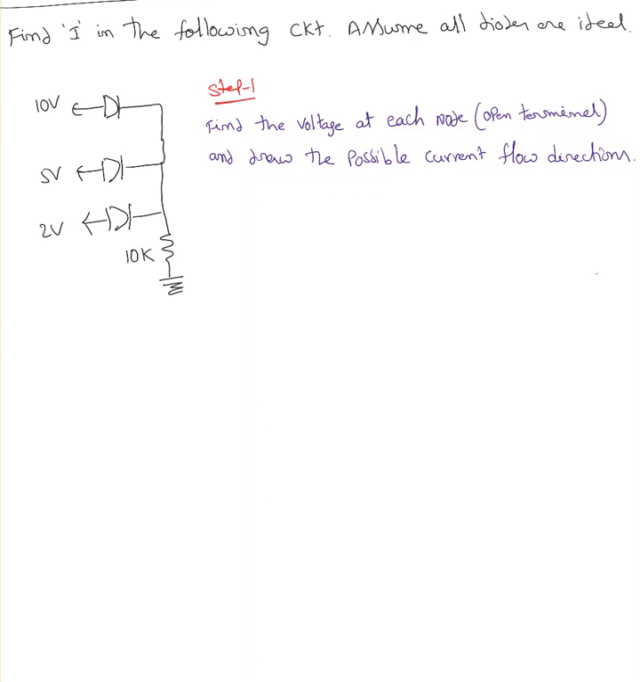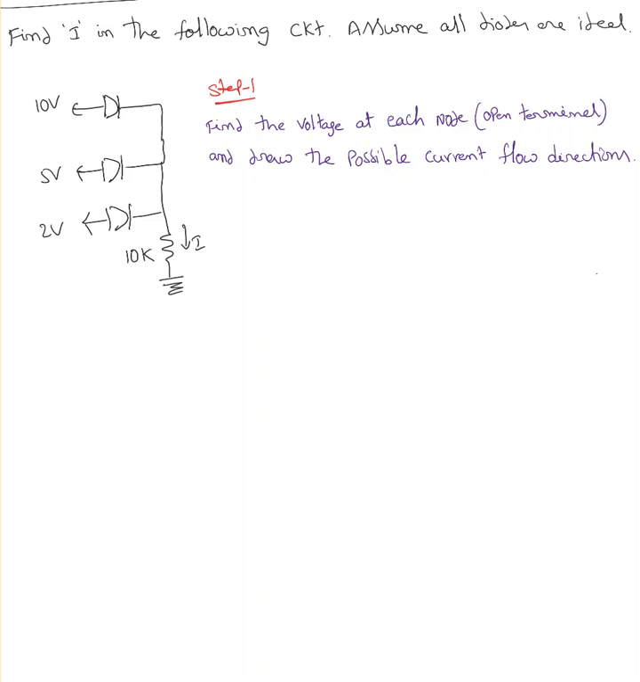In this example, he's asking to find the I in the following circuit. Assume all diodes are ideal diodes. So the I is right here, the current passing through the 10 kilo ohm resistor. So step 1, similar to the previous example, find the voltage at each node.